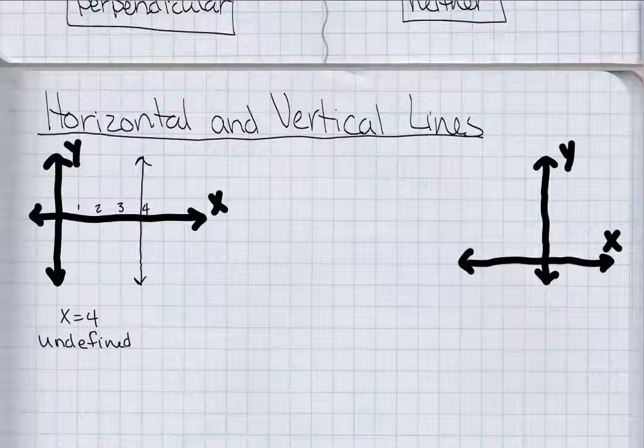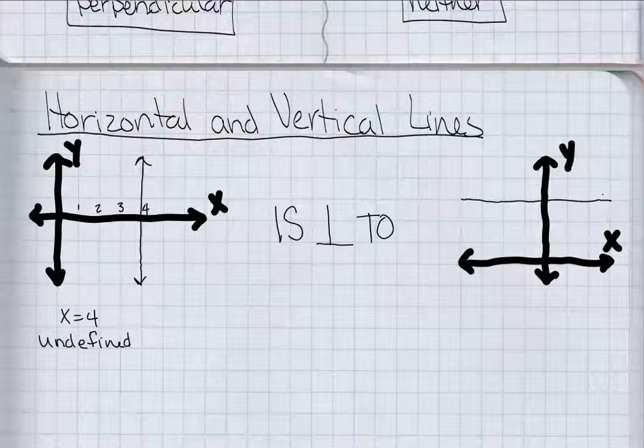This line is actually perpendicular to this guy over here that I'm about to draw. So if I have a straight horizontal line, so if this is 1, 2, this is 3, so this is y equals 3. And this is a slope of 0. So they are perpendicular to each other.